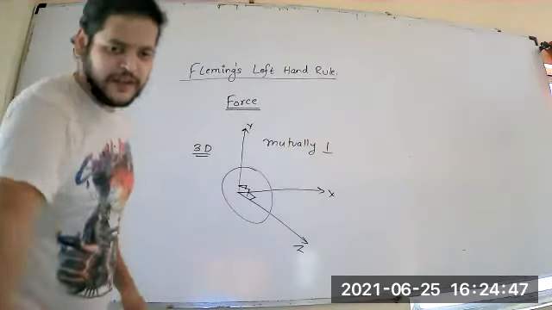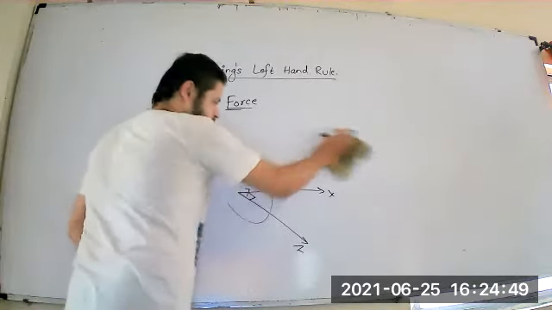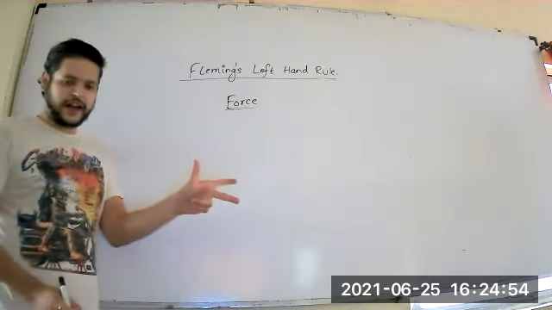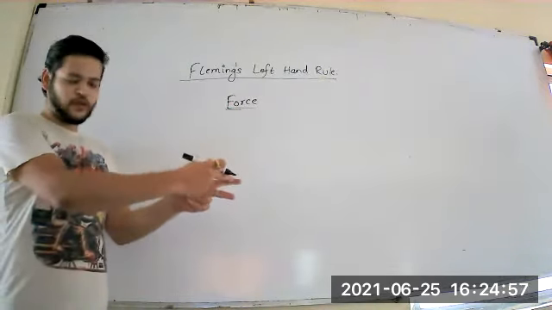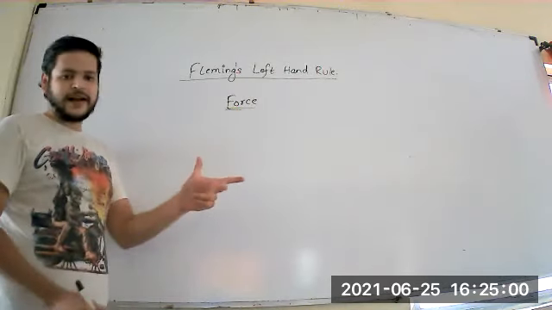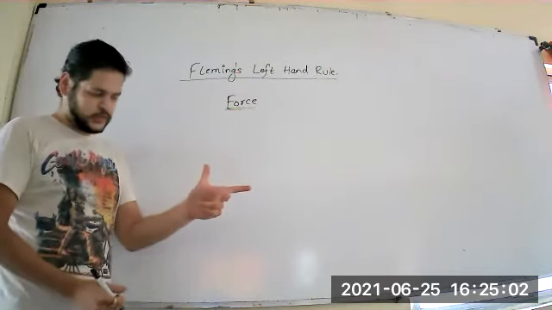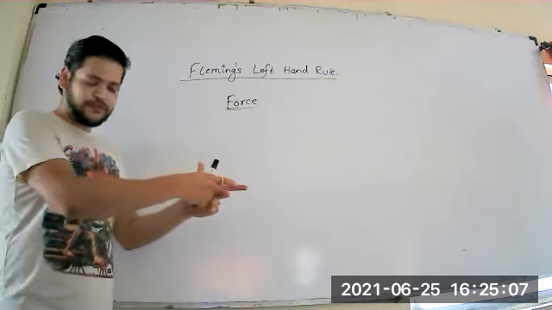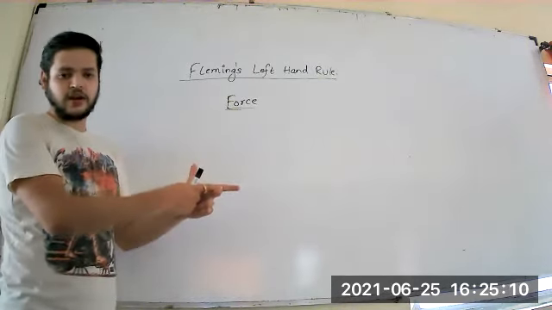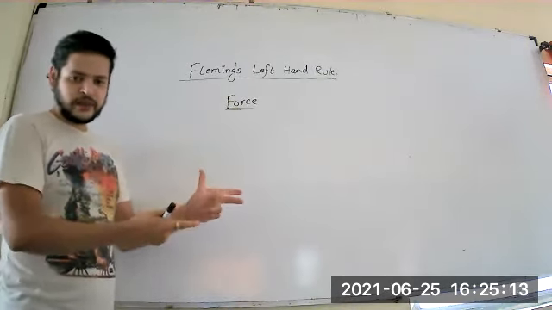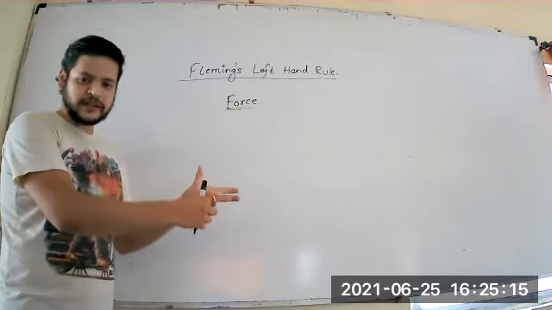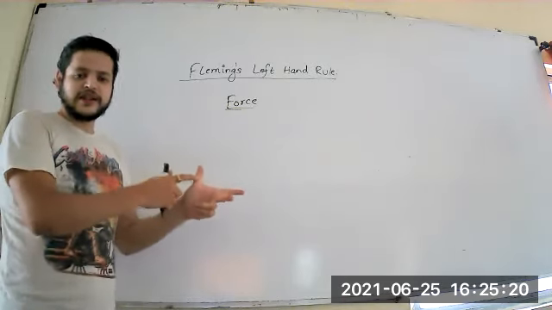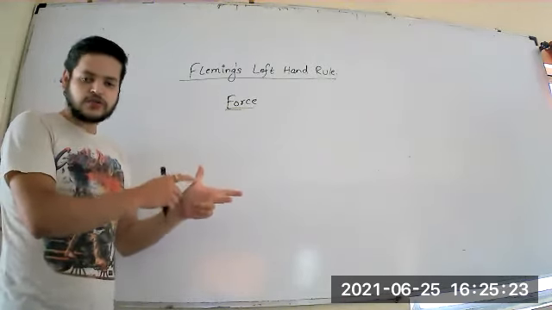So in case of Fleming's left hand rule, we have to hold the three fingers of our left hand, that is the thumb, forefinger and the middle finger, such that they are mutually perpendicular to each other. Then the next part says that if our forefinger points in the direction of the magnetic field, and the middle finger points in the direction of the current, then automatically our thumb will give us the direction of the force which is generated.